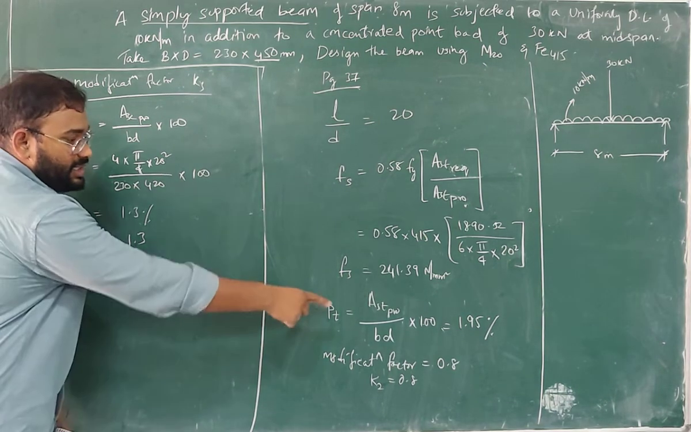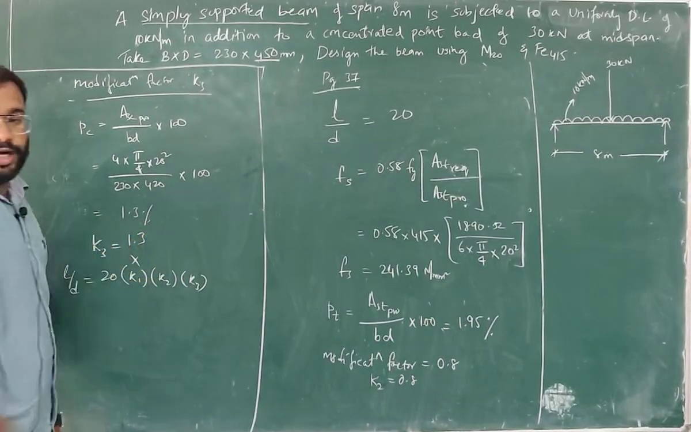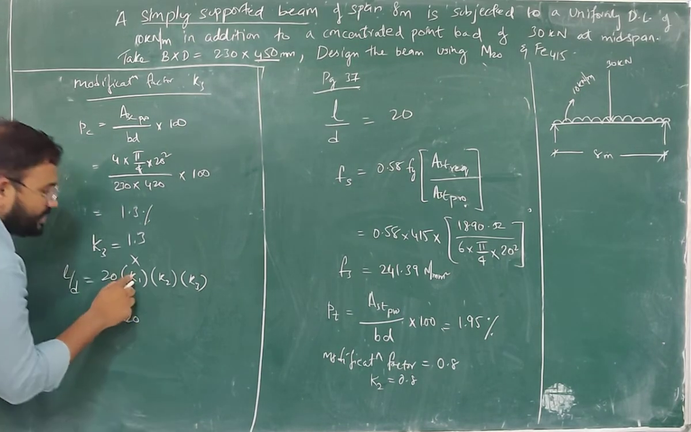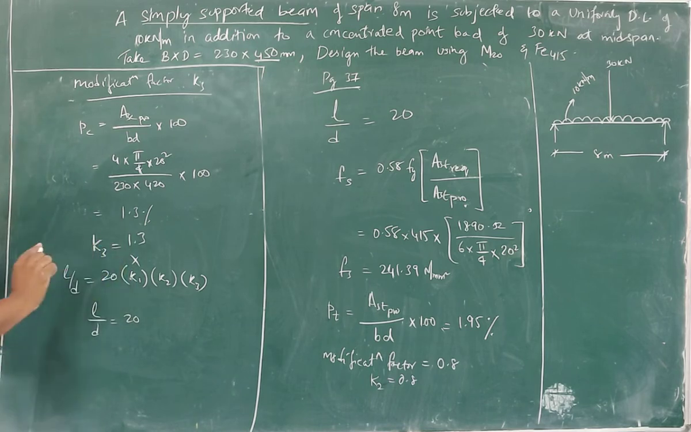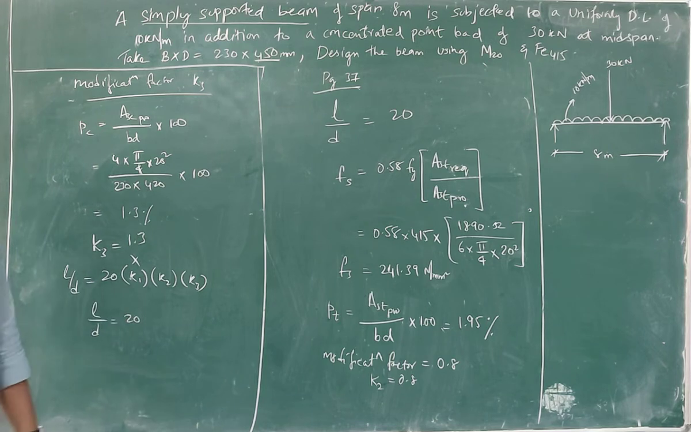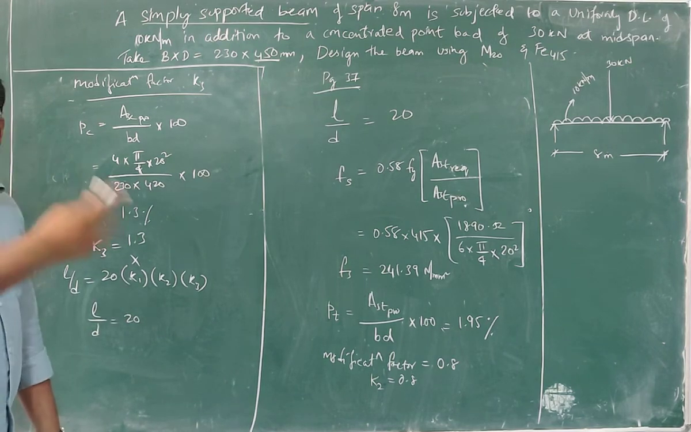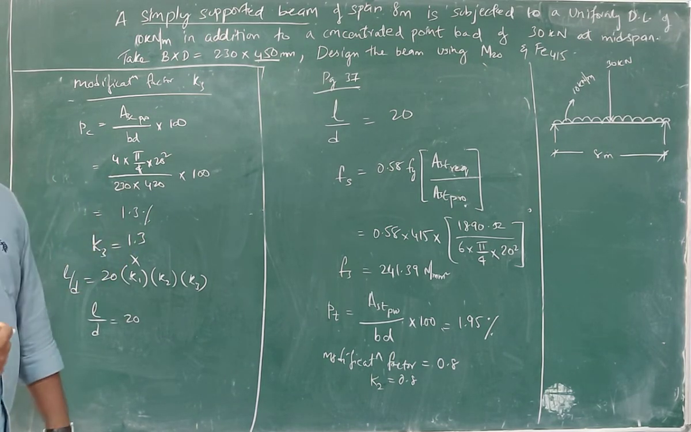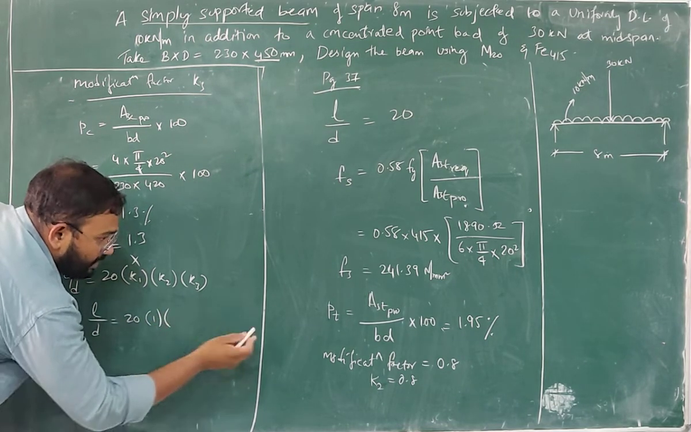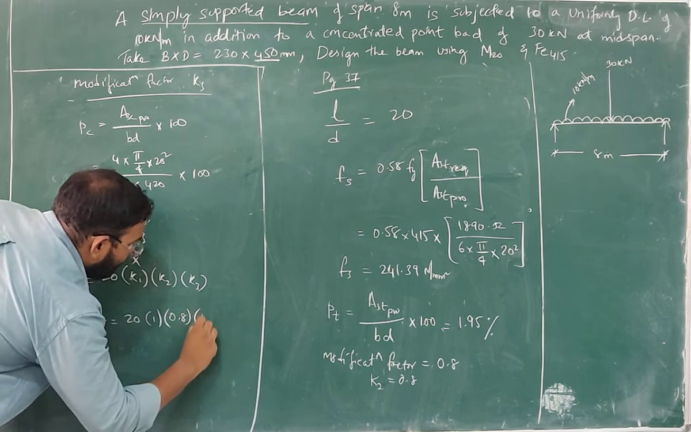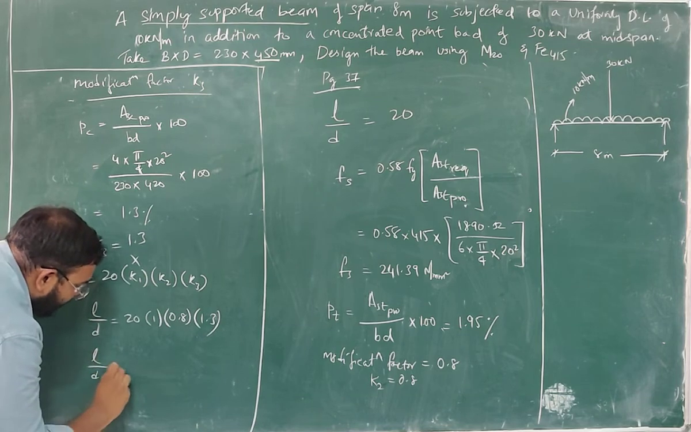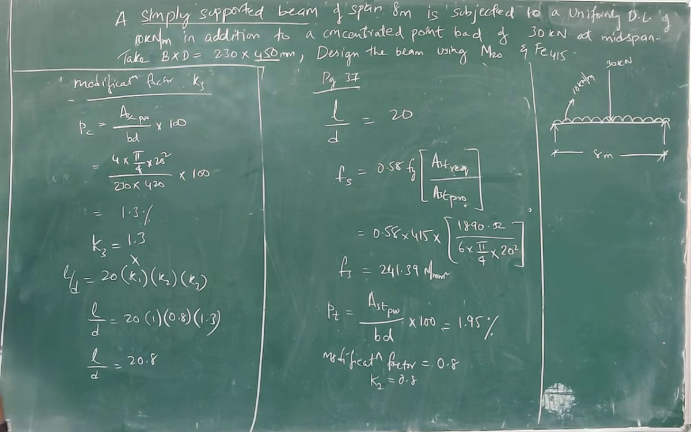Now K2 you got as 0.8. K3 is 1.3. So L by D will be equal to 20. K1 is not to be used because our span is less than 10 meters. Whenever the span is less than 10 meters, K1 will be equal to 1. Whenever span is more than 10 meters, K1 will be equal to 10 by span. So K1 is 1, multiplied by 0.8, again multiplied by 1.3. So L by D is equal to 20.8.